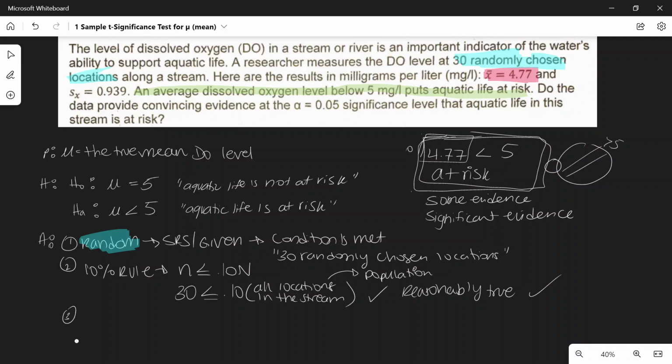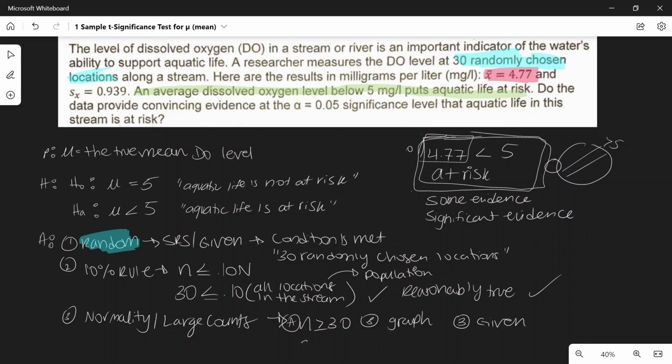And then finally, we have the normality condition, normality or large counts. This is where your n, in this case, is greater than or equal to 30. This only happens when we're dealing with means. When it's proportions, it's something different. You can check this in 3 ways. One, n is greater than or equal to 30. Two, if they give you data, you can plot it and look at the graph. Or three, it's given to you that it's normal.